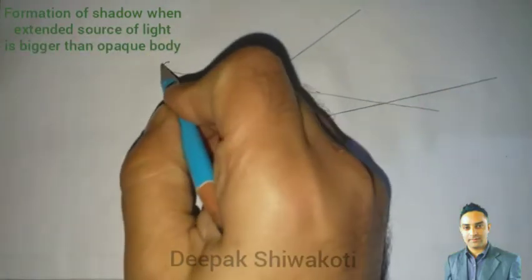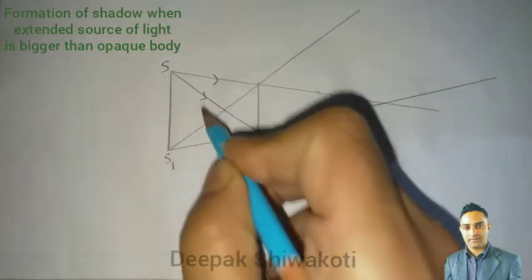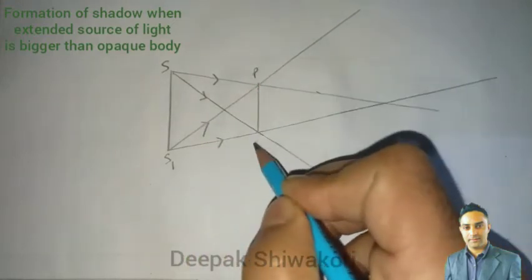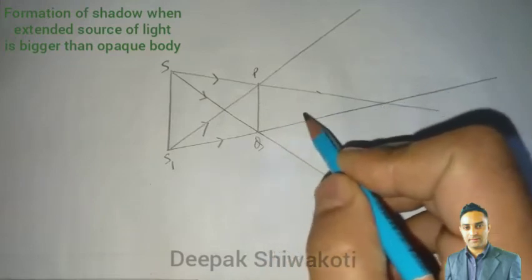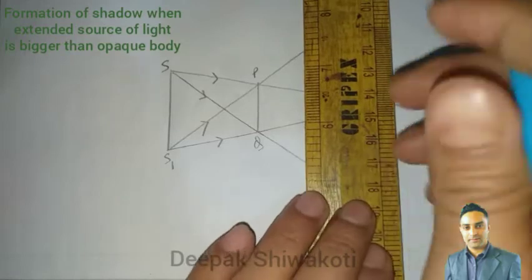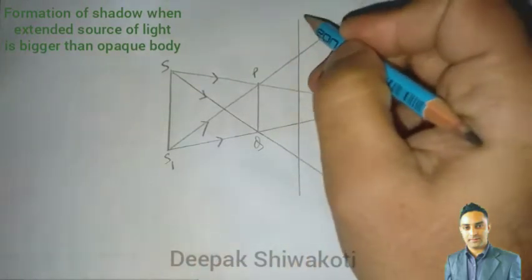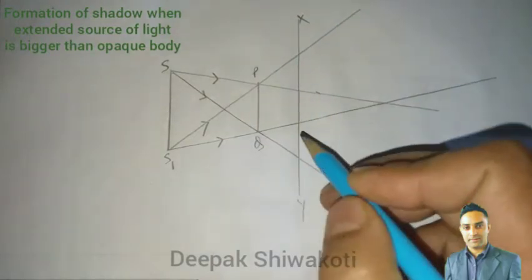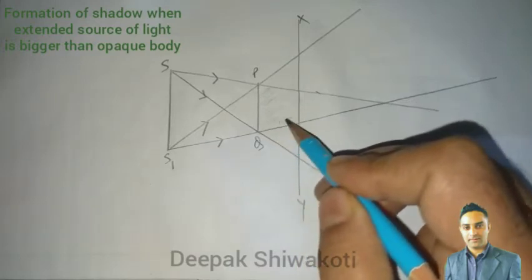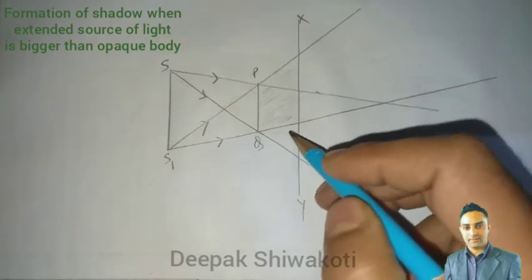So this one is the source of light, these are the rays of light, and this is the opaque body, and this region is the umbra. Suppose here is the screen, X and Y. So this is the umbra region, and this is the penumbra region. Umbra is darker than the penumbra.